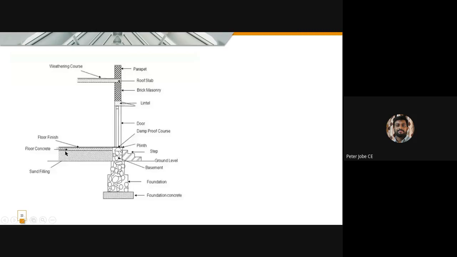So below the floor finish, we'll provide a floor concrete. This will also be a non-reinforced concrete. That means it will not contain steel bars in it. It will just contain plain concrete, and below that it will be filled with soil or sand. And we can see the figure of the step. As per our drawing, the step is also constructed using brick. That's why it is marked differently.